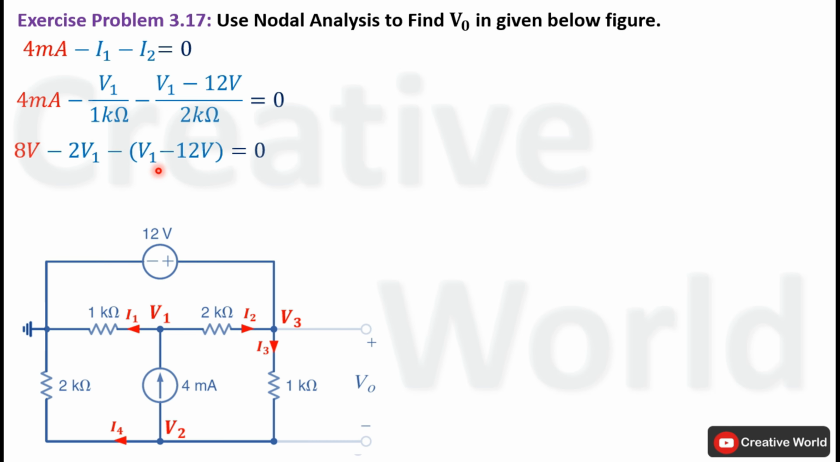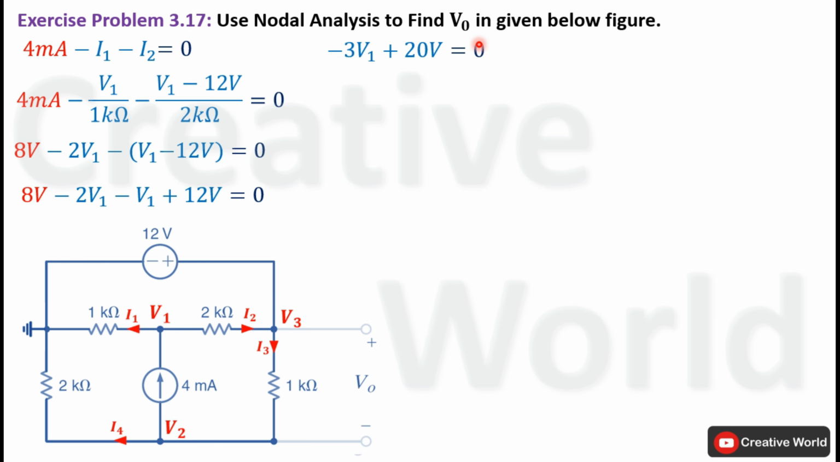Now we will open these brackets and multiply the variables inside the brackets with minus 1. The equation will become 8 volt minus 2V1 minus V1 plus 12 volt. Now add these constants together and add these two variables together. The equation will become minus 3V1 plus 20 volt.